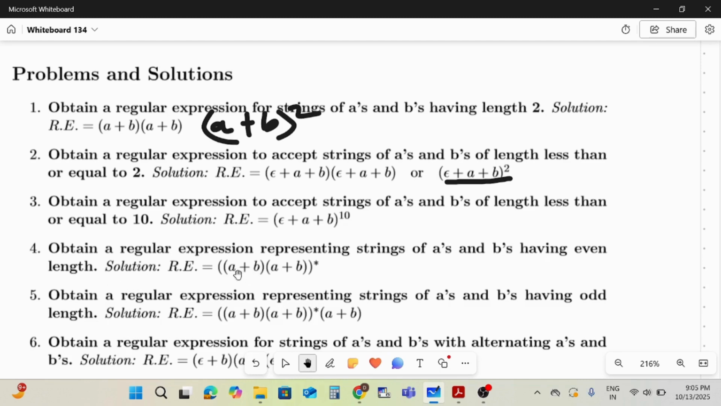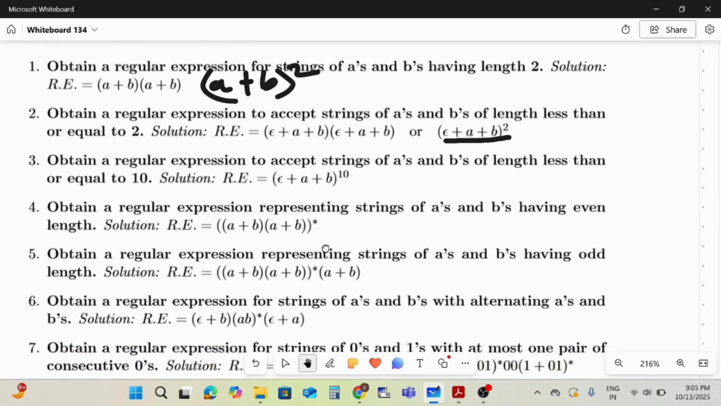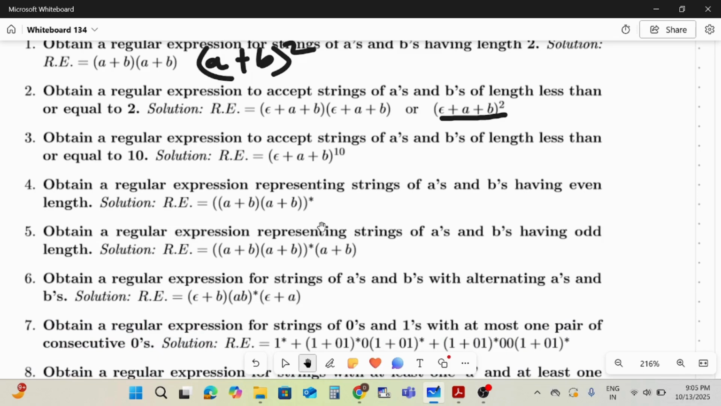Only even length means it is (A plus B)(A plus B). This will generate a string of length 2. The whole star means it will only generate strings of even length. In similar fashion, obtain a regular expression representing the strings of A's and B's having odd length. For odd, you just add one: (A plus B) is going to be generating even length plus 1. It will always generate an odd length.